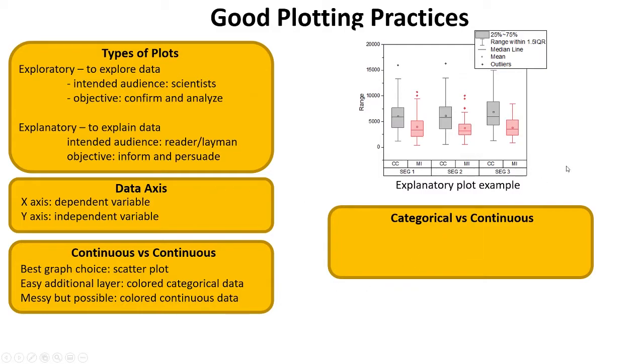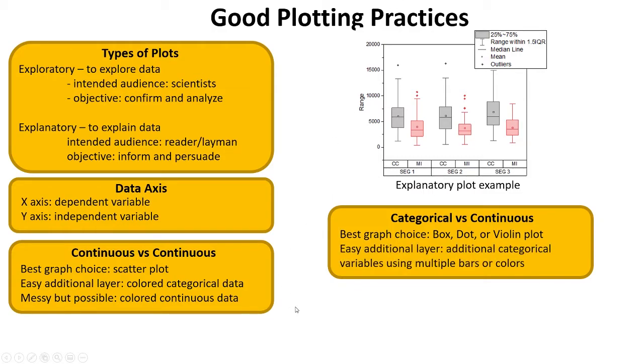For a categorical versus continuous, that's what you're looking at up here. These are usually box plots, dot plots, or violin plots. The box plots are falling out of favor, we'll talk about that in a second, in favor of these dot plots and violin plots. But that's your categorical versus your continuous.